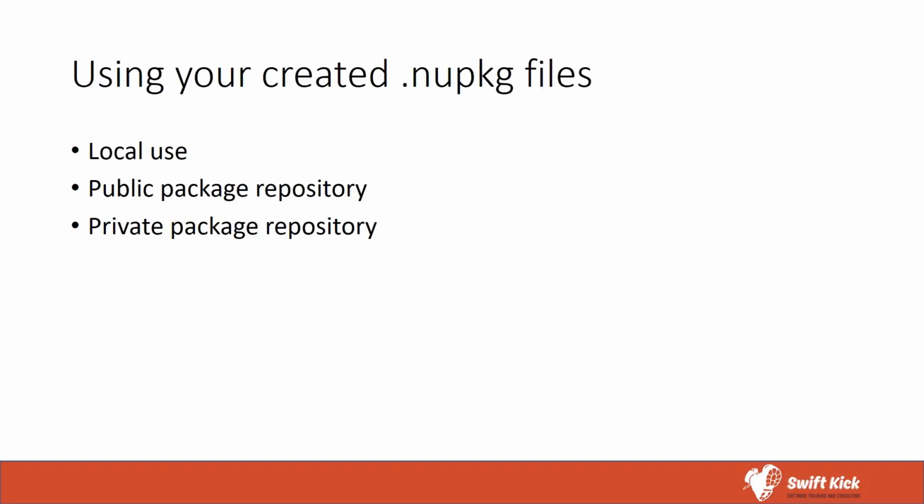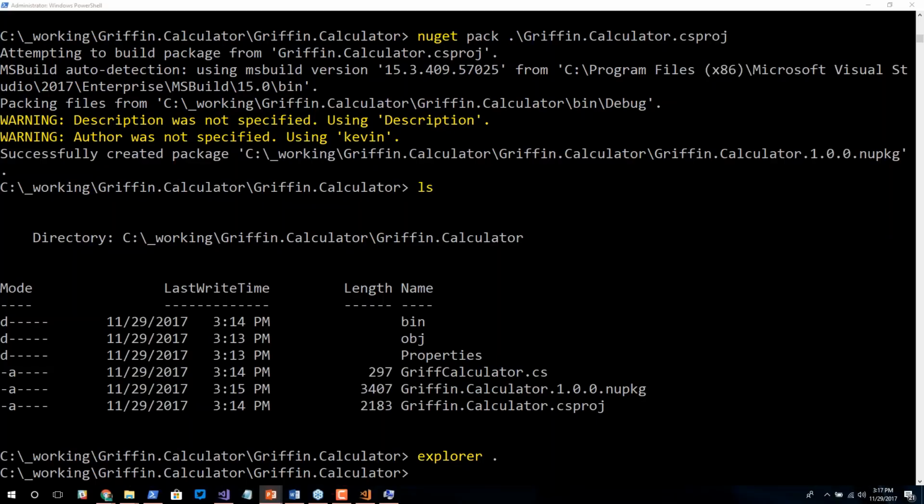You're all probably commonly used to using NuGet from NuGet.org. But I also want to show you how you can use these locally, or as Patrick called it earlier, poor man's NuGet. And then there's also private package repositories, which we probably won't get to today. We'll cover local use, and we'll also talk about pushing it up to NuGet.org.